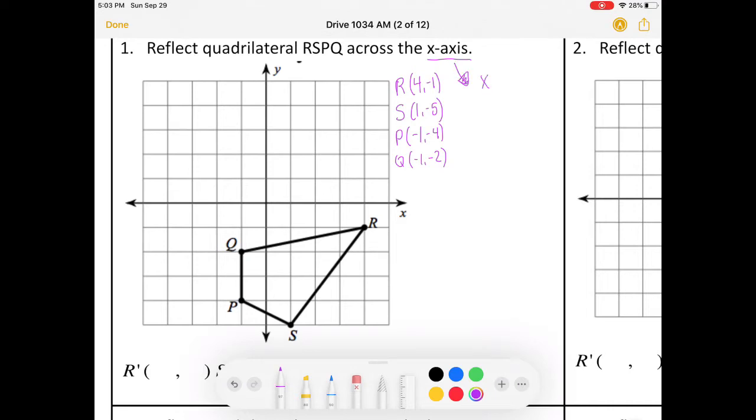So in that case, reflection across x means x's stay the same. Okay? And then y's become, they have that negative on there, so it looks like this, (x, y) to (x, -y). So if y's become negative, you can also think of it as their opposite, because if it's already negative and it becomes negative, that cancels it out, right? So y becomes negative or their opposite.